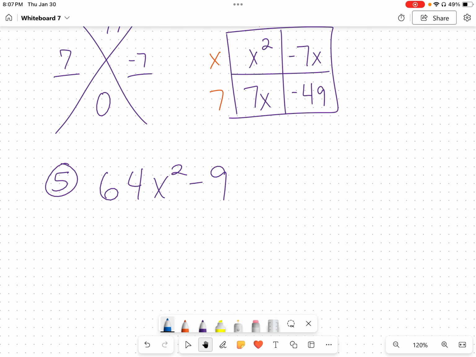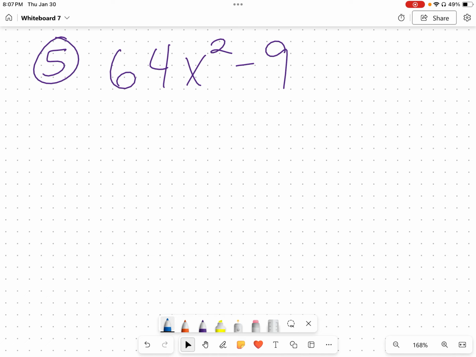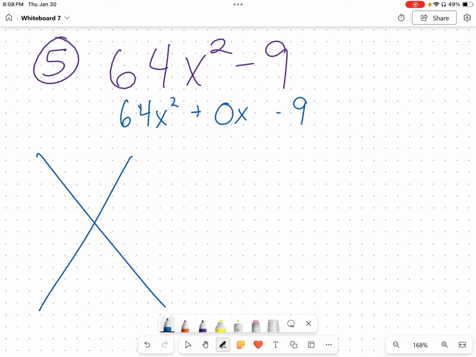Okay, our last example for this video is 64x squared minus 9. So this means it is 64x squared plus 0x minus 9. Okay, so we have to multiply a times c. 64 times 9, negative 576. And then it's going to add to give us 0.